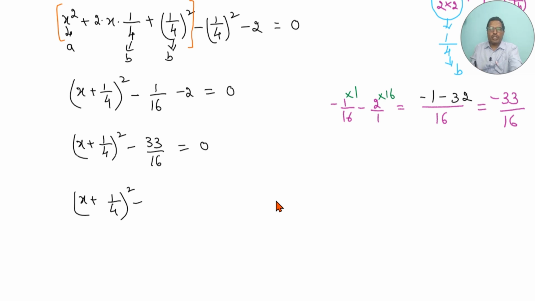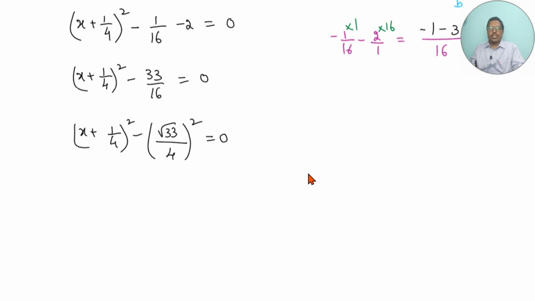Now this I have to express in the form of whole square. 33 is not a perfect square, therefore write as root 33. 16 can be written as 4 square. So can I write this as 4 whole square? So that 4 square will give you 16. Root of 33 square will give you 33. Is equals to 0.